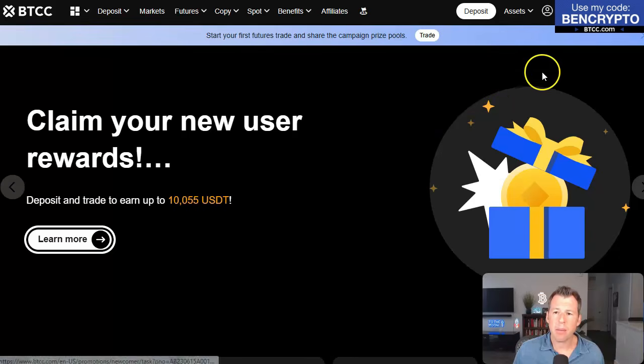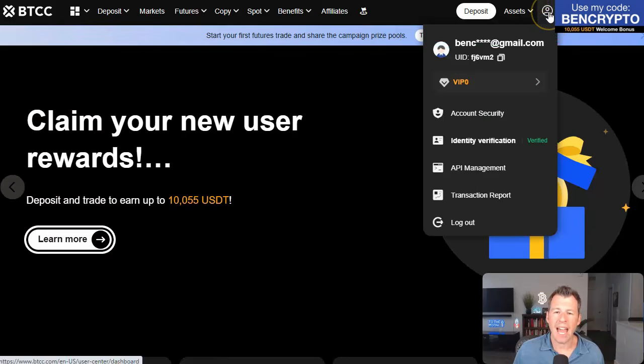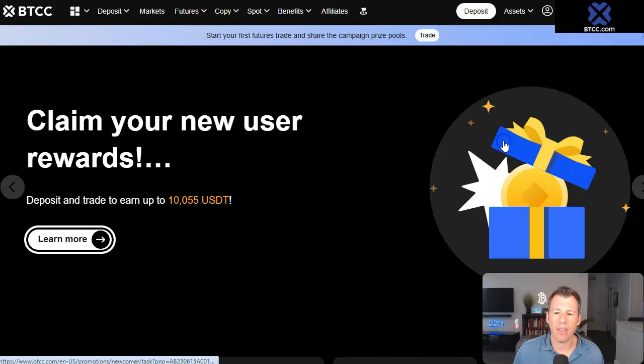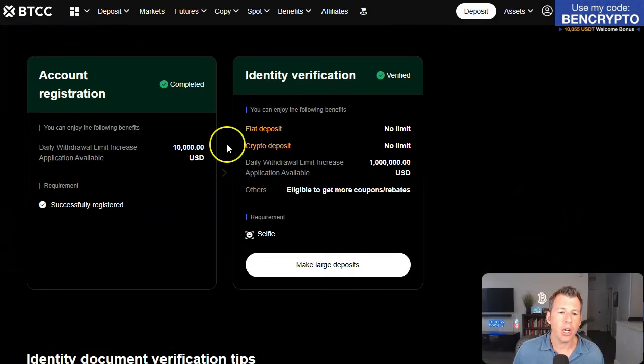Now KYC is going to be in the same area. Hover your cursor over that little symbol and then go down to identity verification. Click on that right below account security. Now you don't need to do any KYC from any country, US or anywhere. If you do no KYC, you can still trade, you can still deposit any amount of money in the platform, and you can still withdraw up to $10,000 a day. That's the limit if you don't do KYC. That's a much higher limit than most other exchanges have.